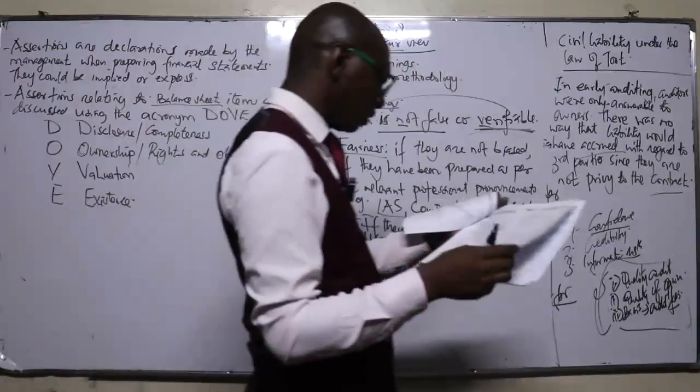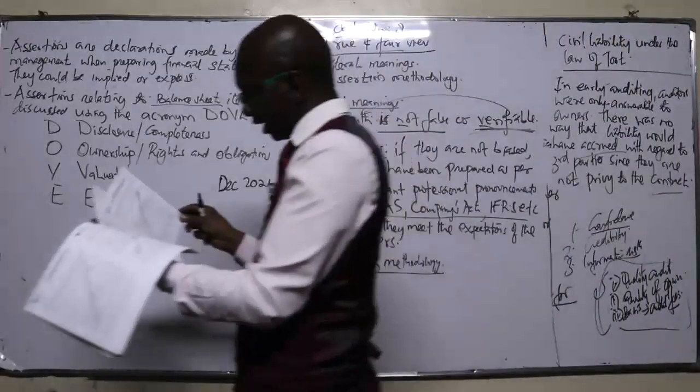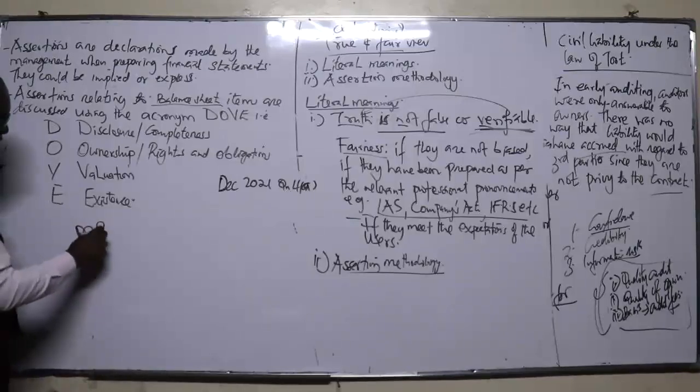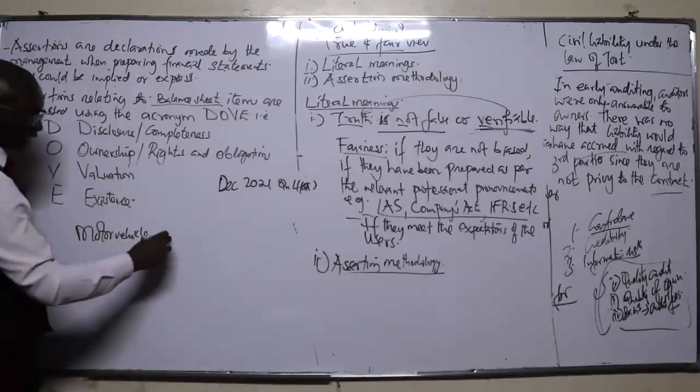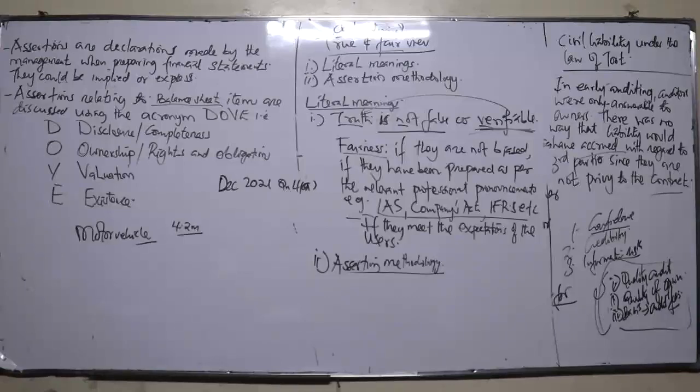So what we mean by assertions, as explained, are declarations made by the management when they're preparing financial statements. And these are assertions relating to balance sheet items. We'll discuss others later. If you find the client having recorded a motor vehicle in the balance sheet, and it is reading 4.2 million, unless otherwise, the assumption to you as an auditor is that this motor vehicle existed as at the balance sheet date, because what are assets? Items of value belonging to the client. So if it's an asset, then it must be in existence. That's why we are saying some of these assertions are implied, unless otherwise stated, which could be expressed.